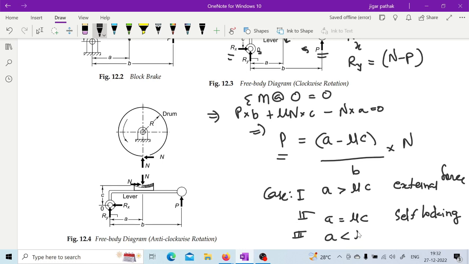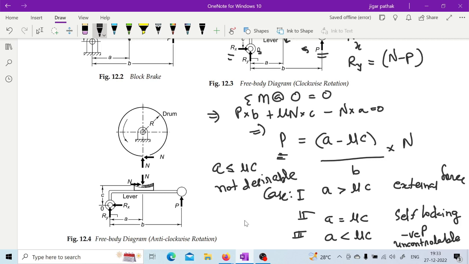Similarly, if A is less than mu C, then also you will have a negative P, right? So it is also an uncontrollable condition, because we have no control with the help of the external force applied on this particular block. So when A is less than or equal to mu C, it is not a desirable condition, because there is no role of this external force P in this braking operation, right? So this is how, for this simple short block brake, we have the condition for self-locking.